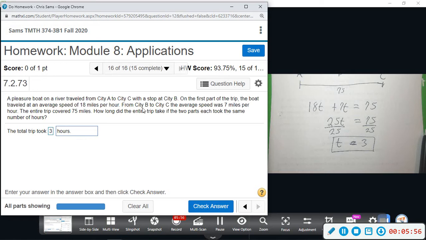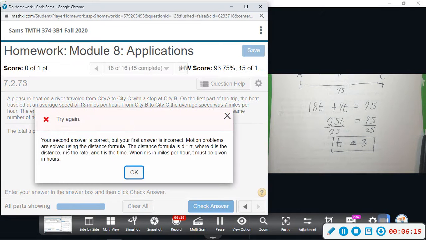18 miles per hour, 7 miles per hour. The total trip took 3 hours. It should be 3 hours. What is this asking? How long did the entire trip take if the two took the same number of hours? 3 hours? Your second answer is correct with your first answer. Okay, sorry.